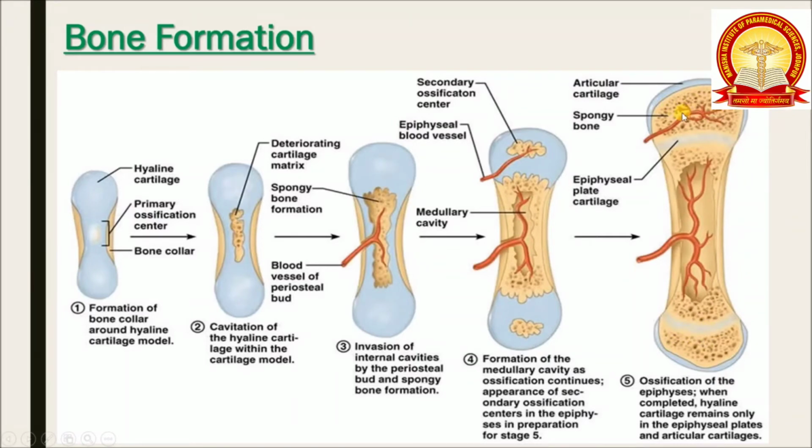Spongy bone maybe is here on the articular cartilage, maybe the outer end of the bone. Both sides of the outer end of the bone present articular cartilage. And this is the medullary cavity, which is filled by maybe yellow marrow or bone marrow. So this is the formation of bone.